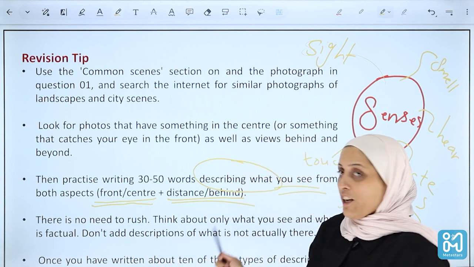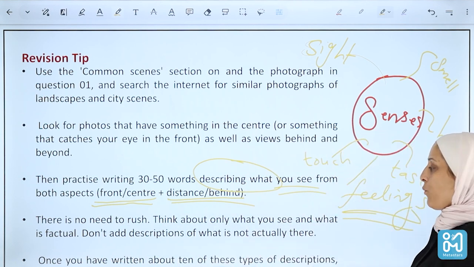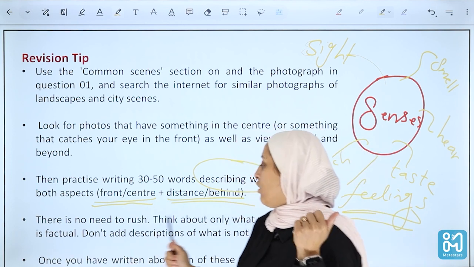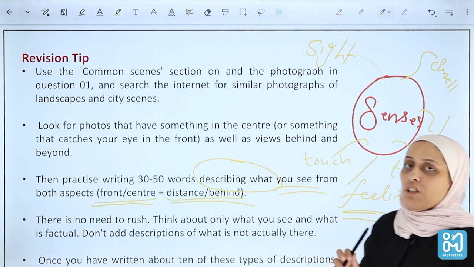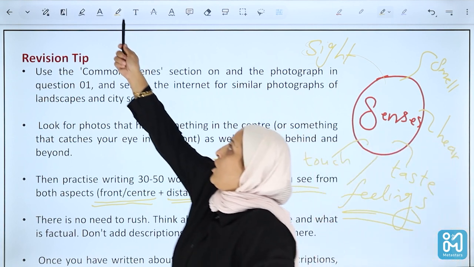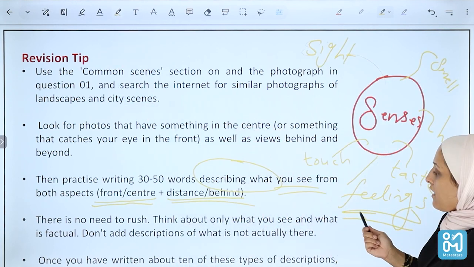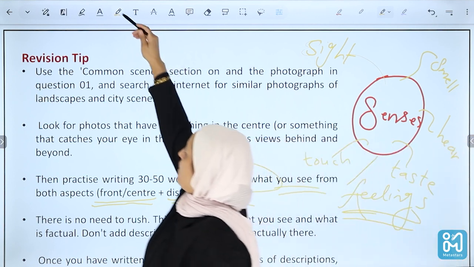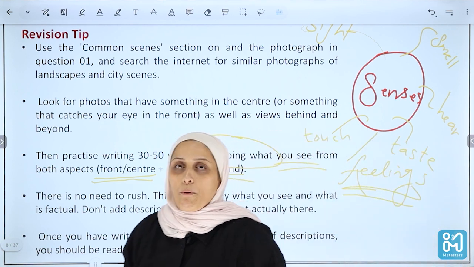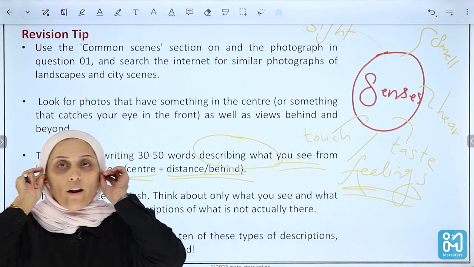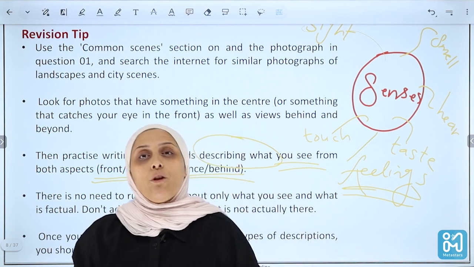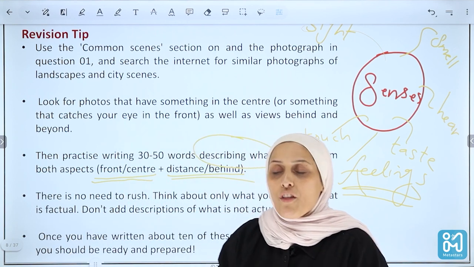There is no need to rush. Think about only what you see and what is factual, and don't add descriptions of what is not actually there. Once you have written about 10 of these types of descriptions, you should be ready and prepared. So preparation is the key here in the writing paper, because when I'm exposed to different photo cards, I will know exactly how to describe them easily.